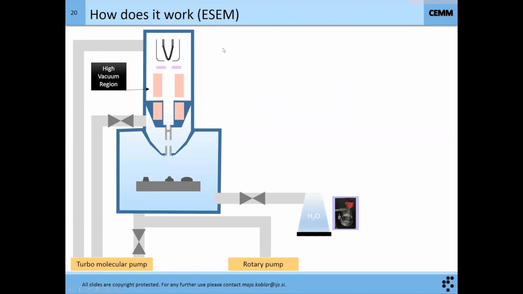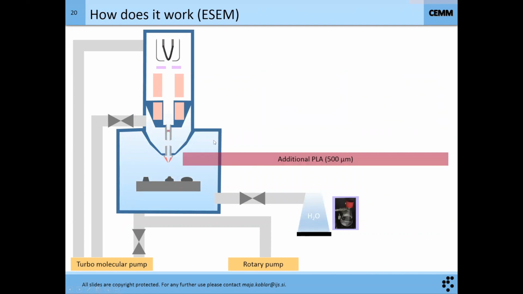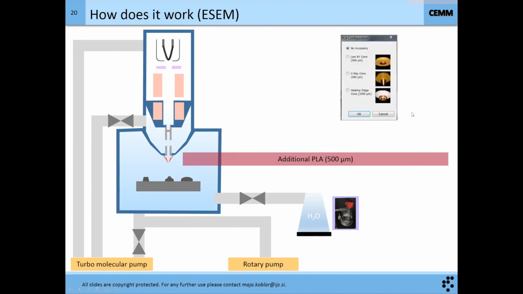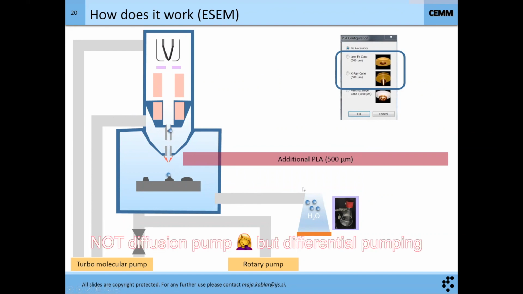If you work in the ESEM mode, you have to mount an additional aperture. And you select it here, either this one or this one. Then the same goes. You open the valve, the water vapor comes in, some can get inside the column, and you pump it by the diffusion pumping system.